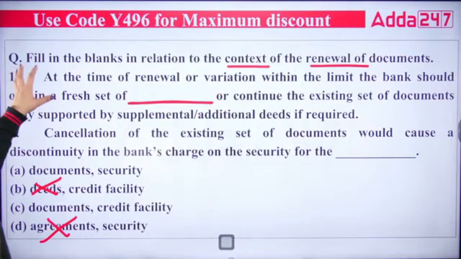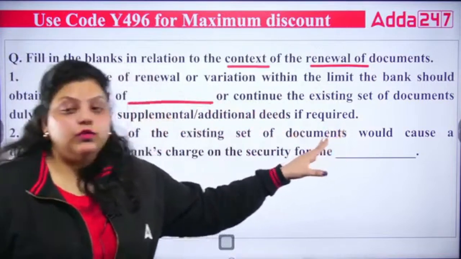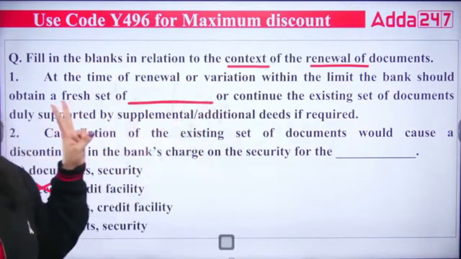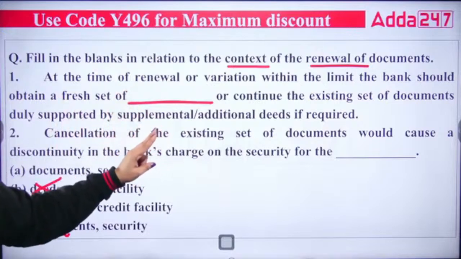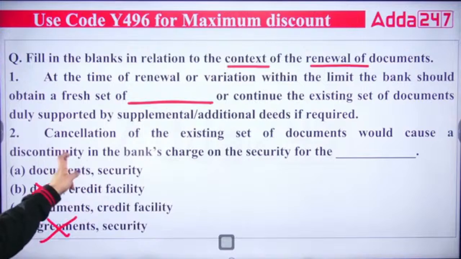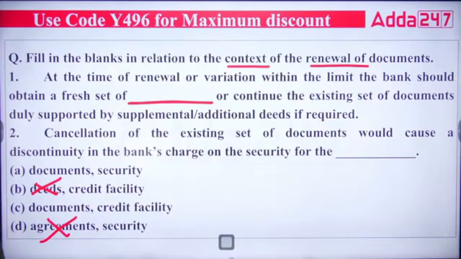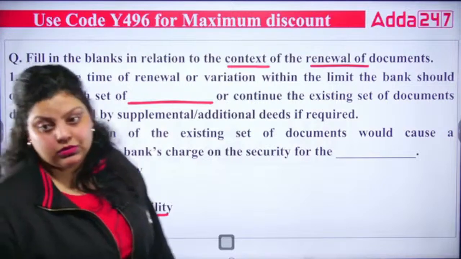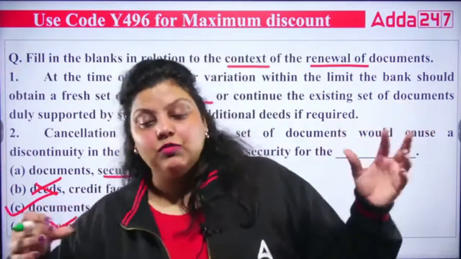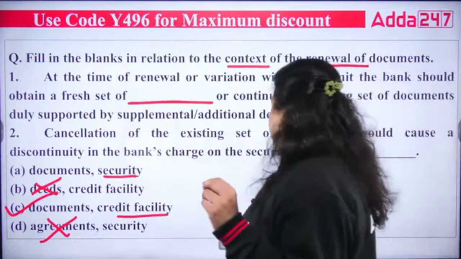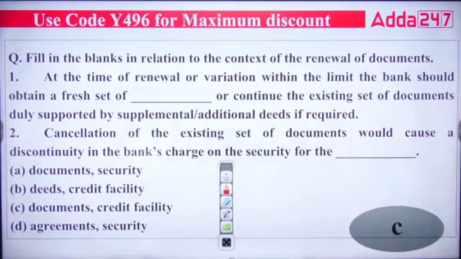They have to obtain a fresh set of documents or continue the existing set of documents duly supported by the supplemental or additional deeds if required. Second, cancellation of the existing set of documents would cause a discontinuity in the bank's charge on the security for the what purpose? For the security purpose or for the credit facility purpose? It's obviously the credit facility purpose. So the first blank should be your document, and the second blank should be your credit facility. So the right answer here will be your C option.